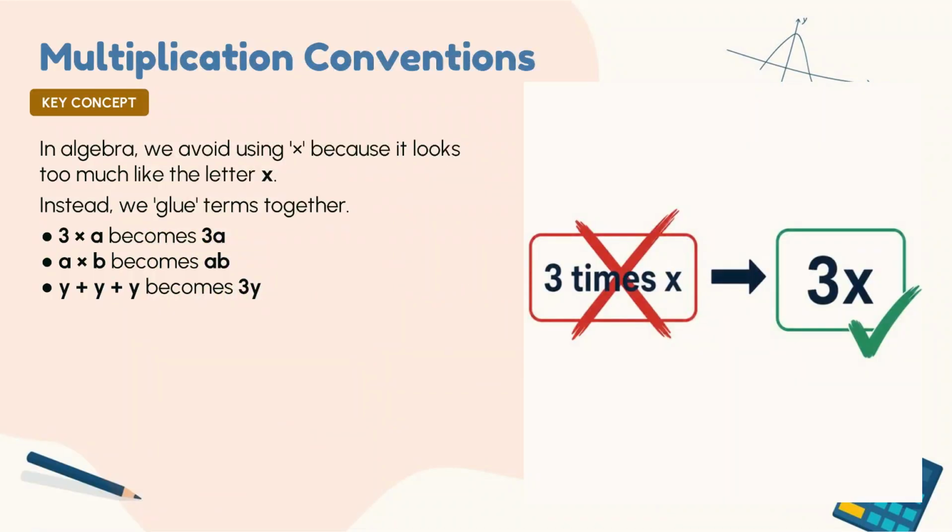In algebra, we avoid using the multiplication sign because it can look too much like the letter x. Instead, we write terms next to each other. For example, 3 times a becomes 3a. A times b becomes ab. And y plus y plus y becomes 3y. This is a shorthand system. It makes algebra quicker to write and easier to read once you understand the conventions. So, when numbers and letters are written next to each other, multiplication is happening.